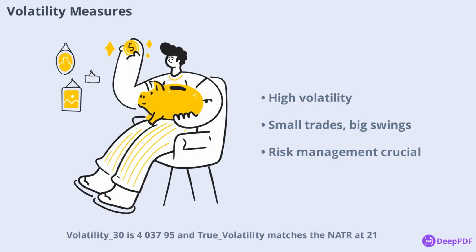Volatility 30 is 4,037.95, and true volatility matches the NATR at 21,765.05. These high volatility readings are typical for penny stocks and especially those with minimal trading activity.